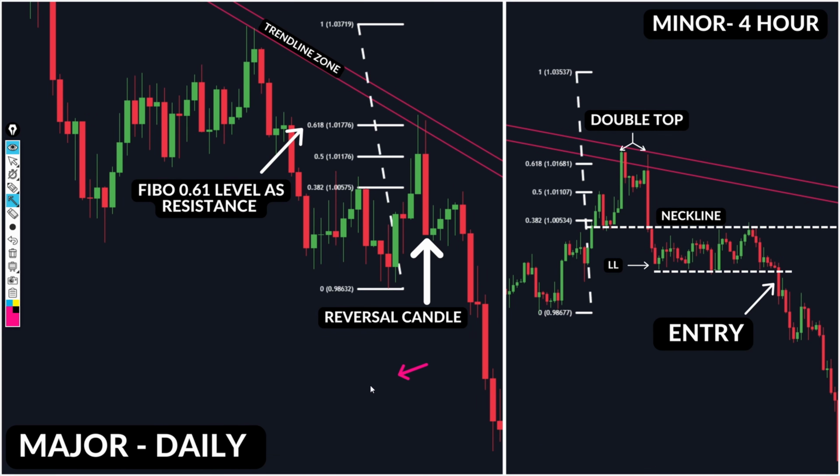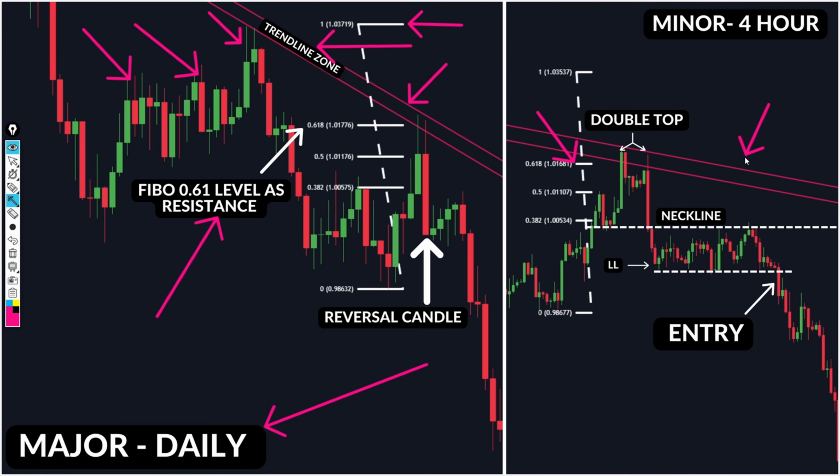Similarly, in this example, this is our daily chart, which is our major chart. We have this trend line zone, and in this case we didn't have a clear resistance level, so we used Fibonacci, which you can see here, and we used the 61.8 level as the horizontal resistance, which you can see here. This is the same trend line you are watching here, and this is the same Fibo level you are watching here. In the major time frame, we have this strong candle formation, which is a reversal candle.